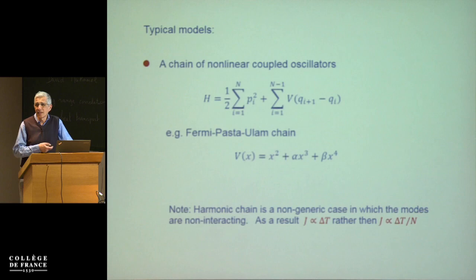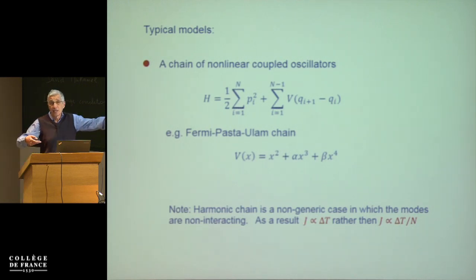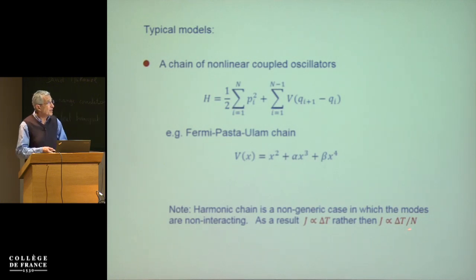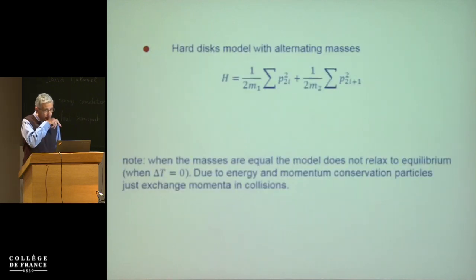It basically does not equilibrate, the model does not equilibrate, and one gets some trivial result. For example, the current is going to be proportional to the temperature difference rather than to the difference divided by the system length. So it's a very high current because modes are not scattered by each other, and whatever energy you put from one side, it just propagates and goes to the other side without any obstacle. So one needs to take this nonlinearity into account.